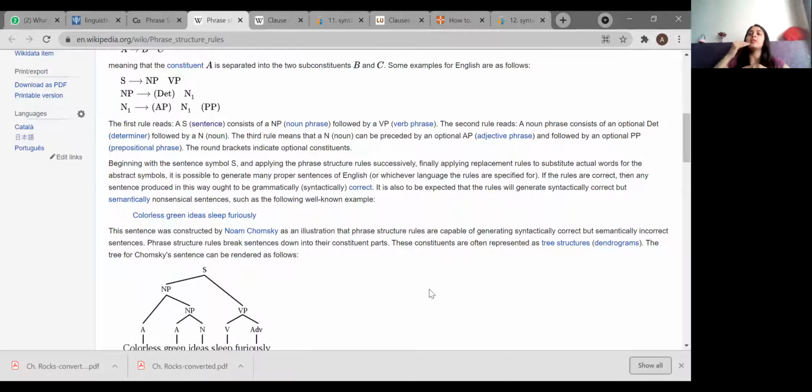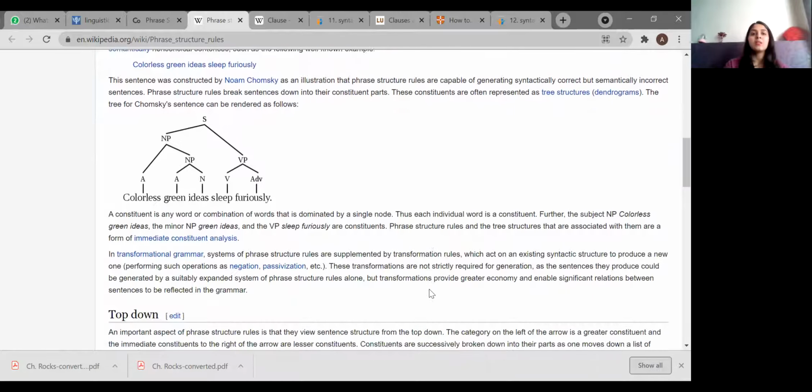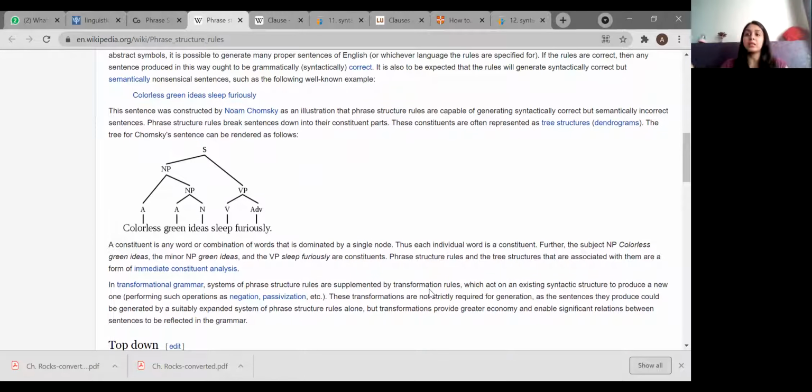So we are going to move one more step ahead. Beginning with the sentence, that means S, and applying the phrase structure rules, such as noun phrase, then we bring the action verb, that is verb phrase, all this into one whole sentence, and finally we form one whole grammatically correct sentence. All right. Now, the sentence was constructed by Noam Chomsky as an illustration that phrase structure rules are capable of generating syntactically correct sentences.